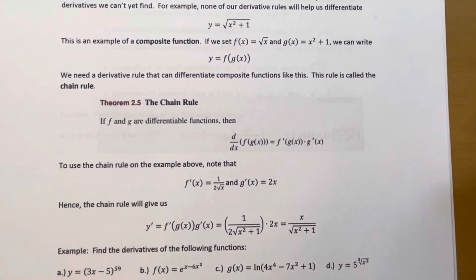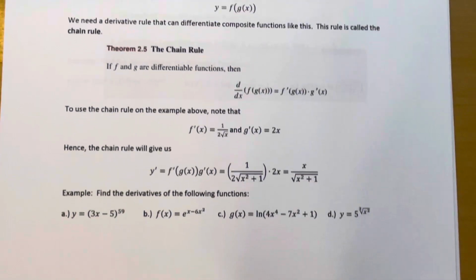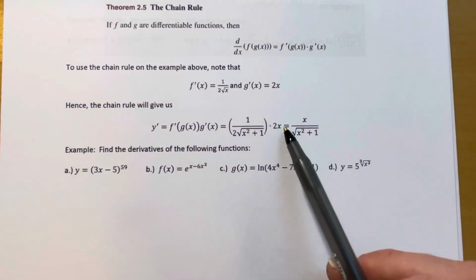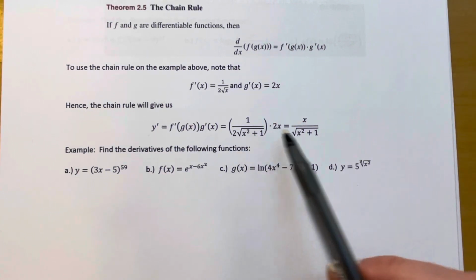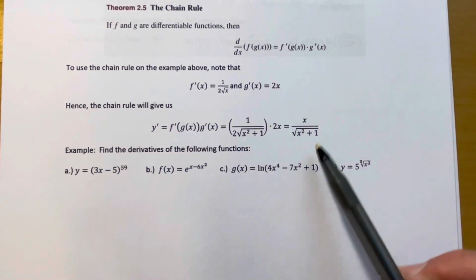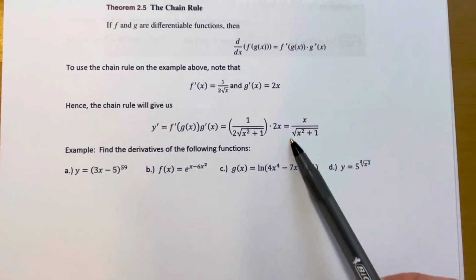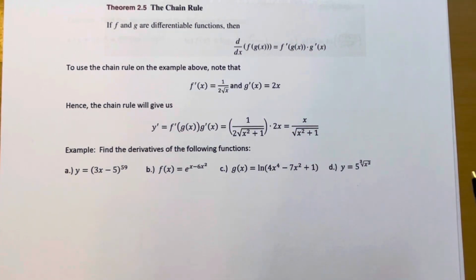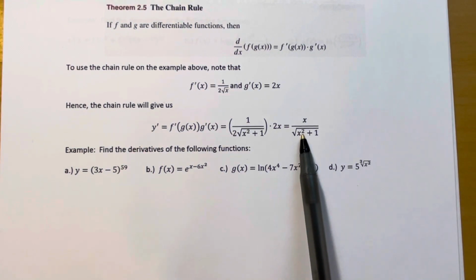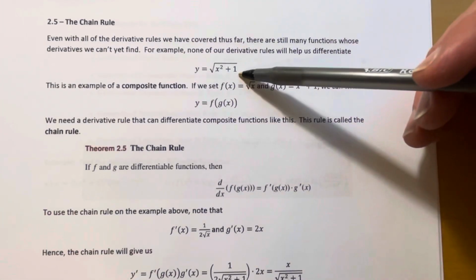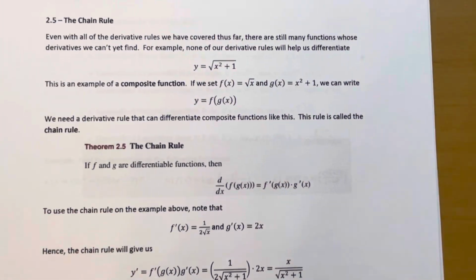And then oftentimes there's going to be one simplifying step. So when I multiply 2x to this, that 2 and that 2 will cancel each other out, and the x here multiplies into the numerator, so I get x over the square root of x squared plus 1. This right here is the derivative of the function that we started with, okay?